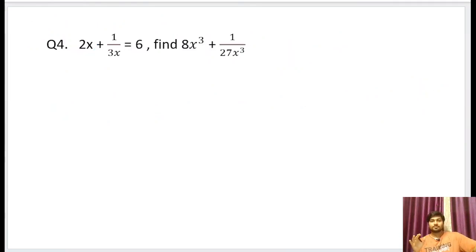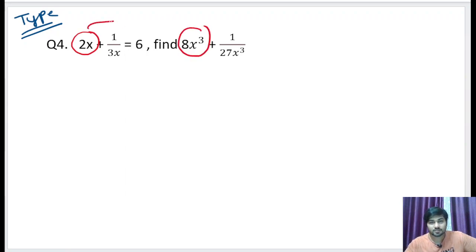From here, today's class is starting. This is a new type of question. You will think, what is new here? Let me show you. Here the value is 2x and here the value is 8x cube. It means when we cube this, we will get it.